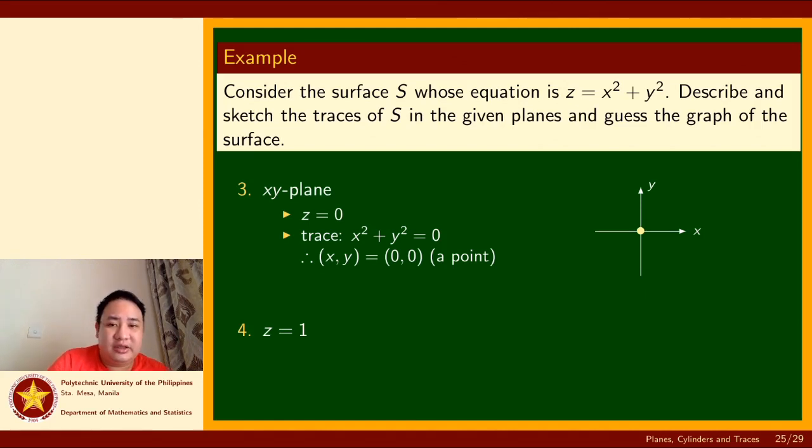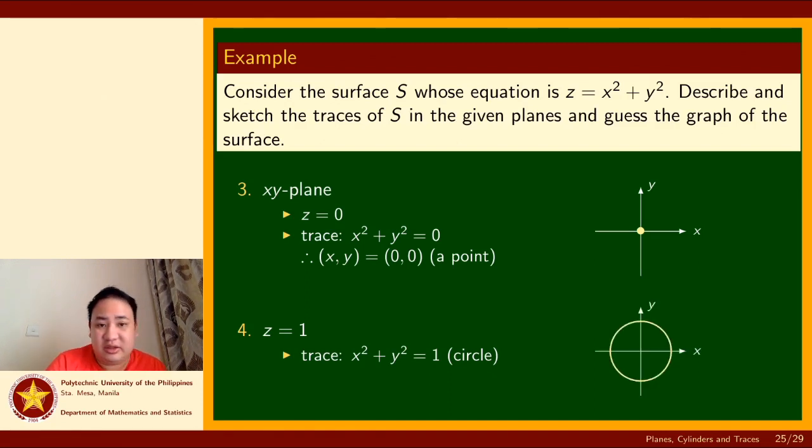How about on the plane z equals 1? What does z equals 1 look like? The plane z equals 1 is parallel to the xy plane, and it is 1 unit above the xy plane. Now, if we substitute z equals 1 in this equation, what we get is this equation, which is a circle, right? It's the unit circle. So, it looks like this. Okay?